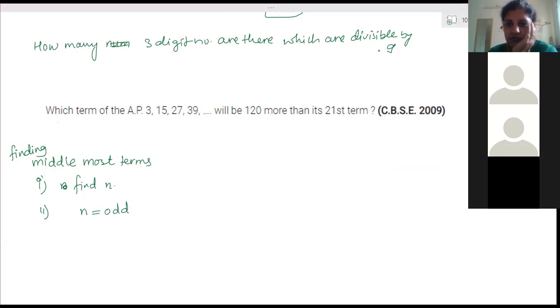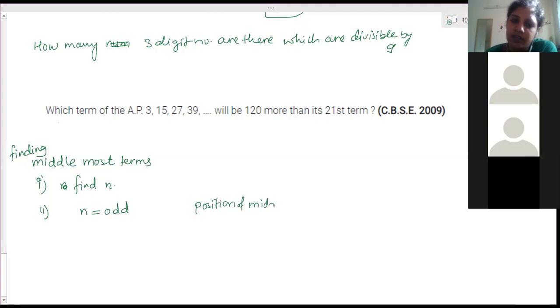Ma'am, finding the median. Yes, n by 2 plus 1. That is n plus 1 by 2. So if n is odd, then the position of the middlemost term is n plus 1 by 2.